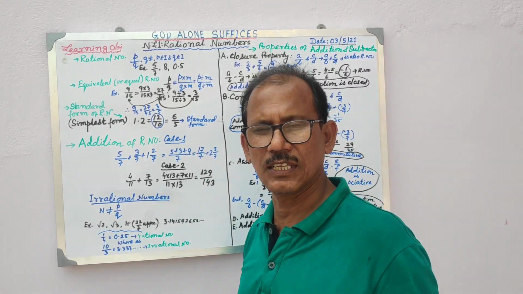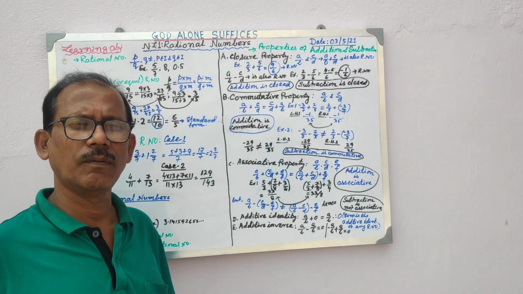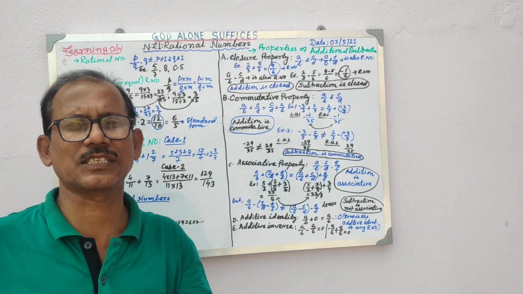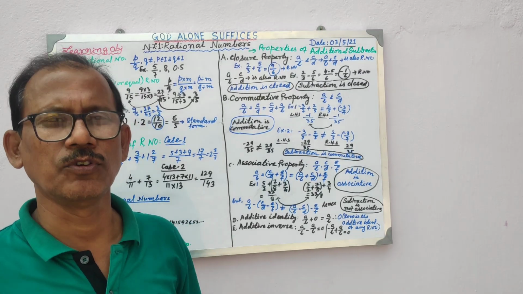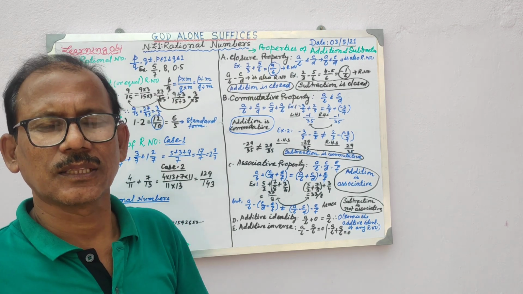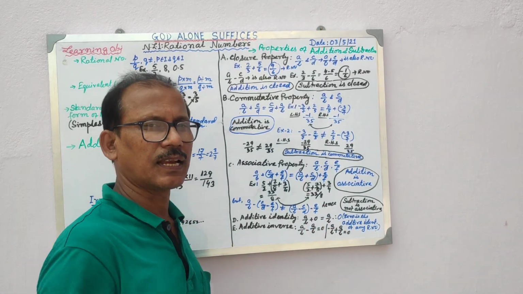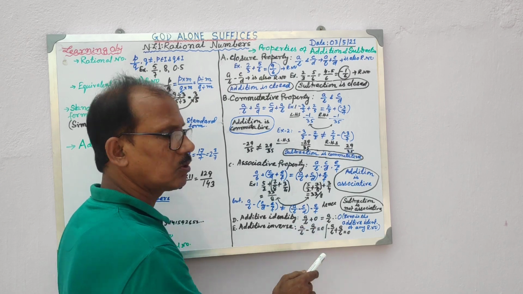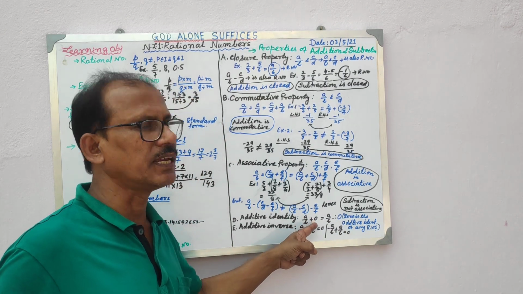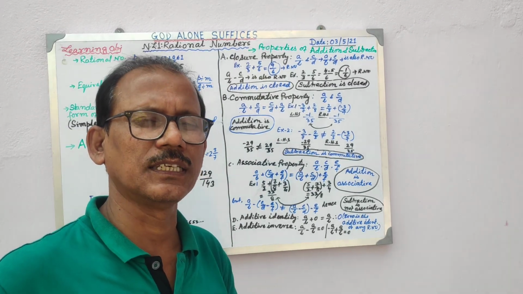Another two properties for addition are there, very important. It's not a property, you can say it as a principle for addition. Some integer you can add to any rational number, and that will become the rational number value itself. What will that integer be? That integer is nothing but 0. So if you add 0 to any rational number, the value will become the rational number itself. So a by b plus 0 is equal to a by b. Agreed? Very simple. So 0 is the additive identity. We say it is the additive identity of a rational number.